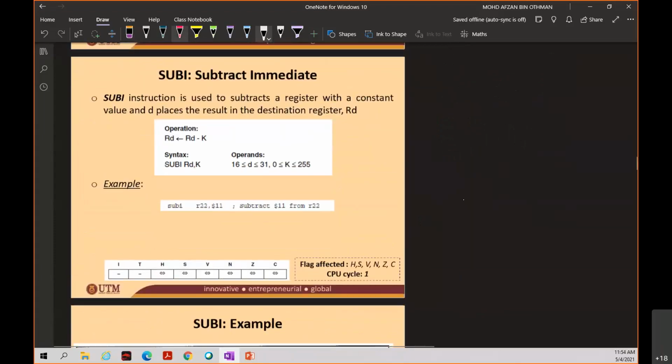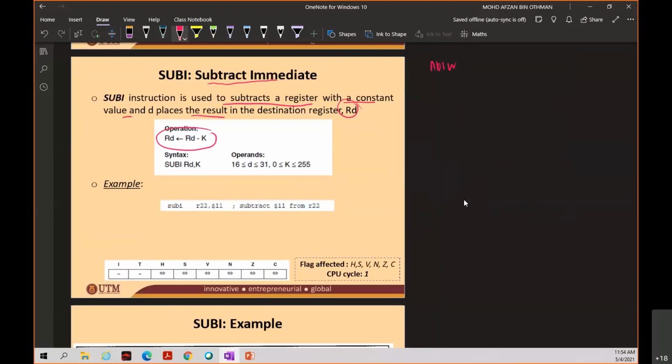SUBI stands for subtract immediate. You're going to subtract a register with an immediate number. For the addition, there is no add with immediate value unless you use the ADIW. But for the subtract, we can subtract a register with immediate data. So SUBI is used to subtract a register with a constant value and place the result in your destination register. So this is our operation.